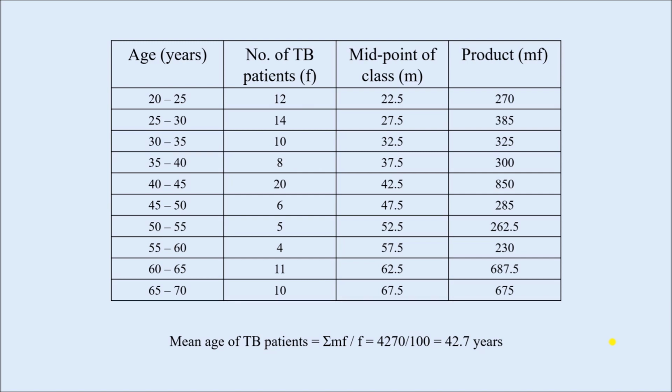For each class, you have to take the midpoint and then multiply the midpoint by the frequency for that particular class. Whatever value you get, you have to add them up to get the summation of all the products and divide it by the total number of subjects or observations, you can say, to get the mean value.